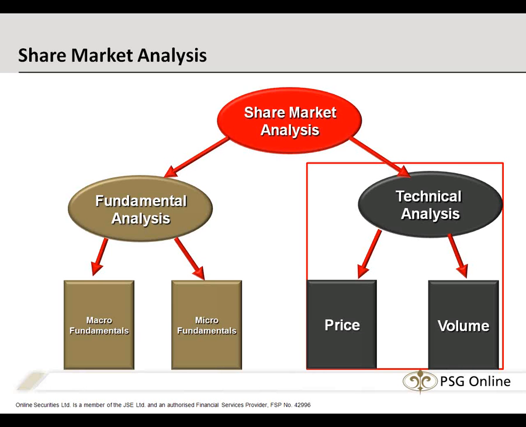But the focus today is on the technical analysis. The other two questions, when to buy and when to sell. So timing is your critical success factor when it comes to technical analysis. And there's only two factors we look at. Number one, price, and number two, volume. Price is determined by supply and demand, and volume is people's commitment to price.